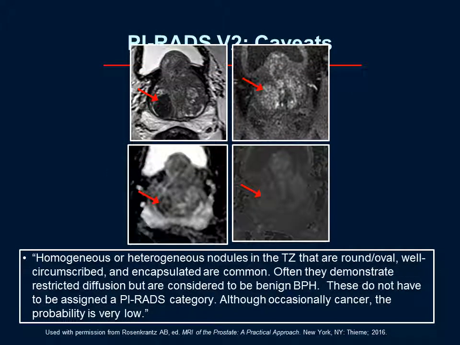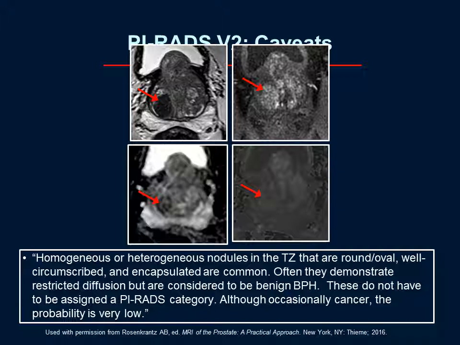In addition, PI-RADS states that homogeneous or heterogeneous nodules in the transition zone that are round, oval, well circumscribed and encapsulated are common. Often they demonstrate restricted diffusion but are considered to be benign BPH. These do not have to be assigned a PI-RADS category, though occasionally can, so the probability is very low. And this gets out to some earlier examples.